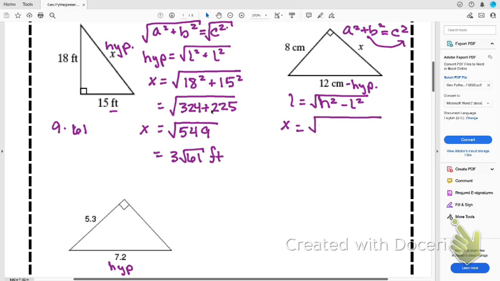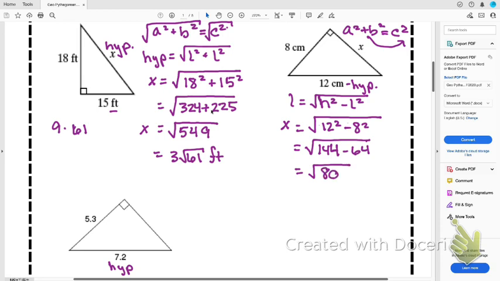What's the hypotenuse? 12 squared, subtract, oh, minus 8 squared. So 144 minus 64. So 80. Yeah, 80, yep.